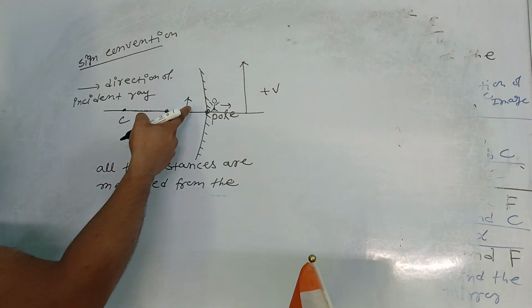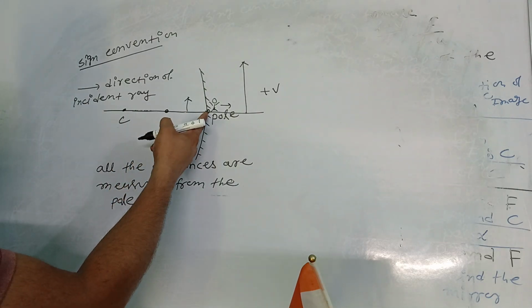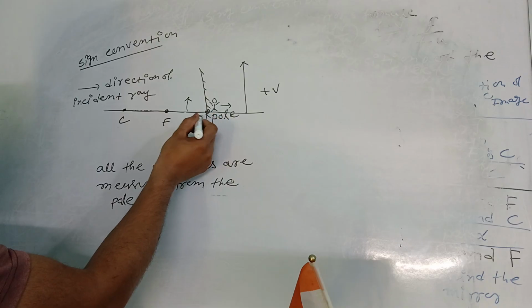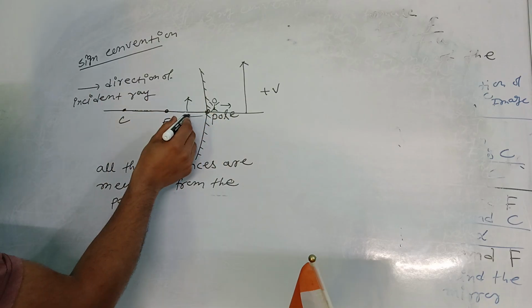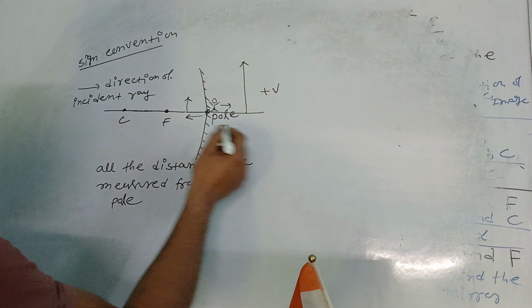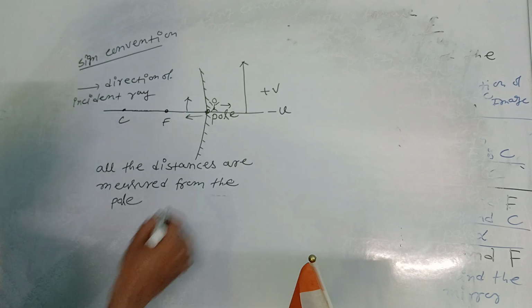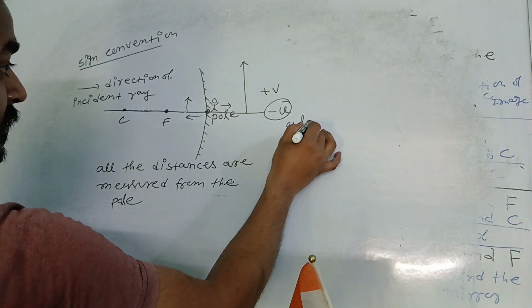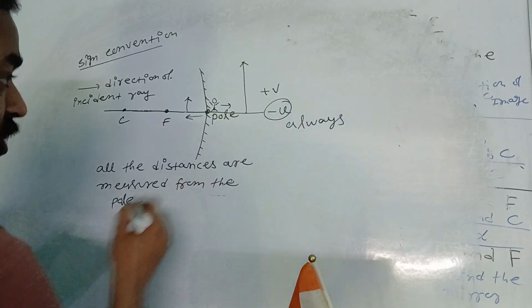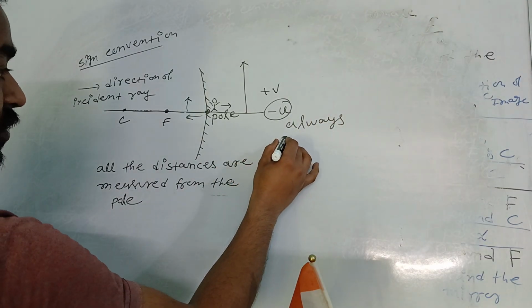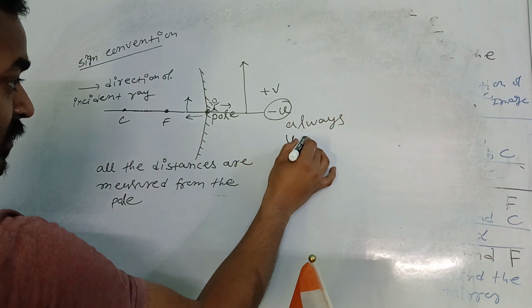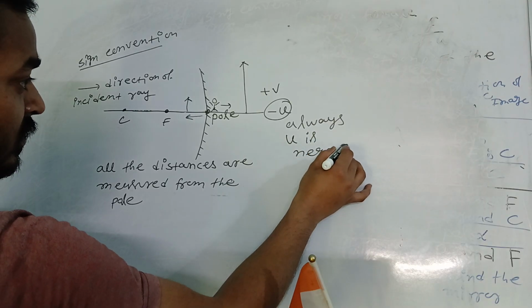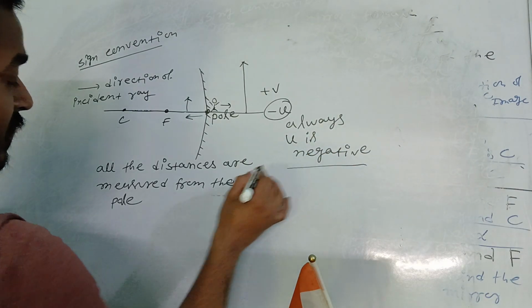So for this case, v is positive. If this is the object distance, pole to the object, you have to move along this direction and it is opposite to the incident ray. So for this, u is negative. And remember, always u is negative.